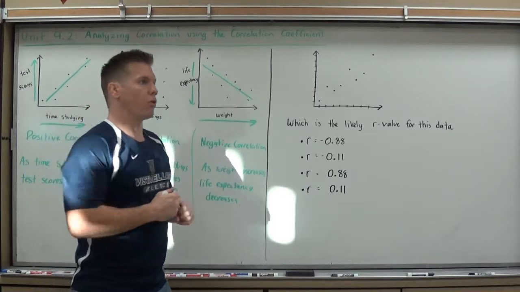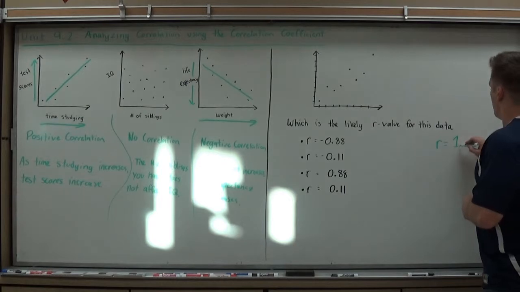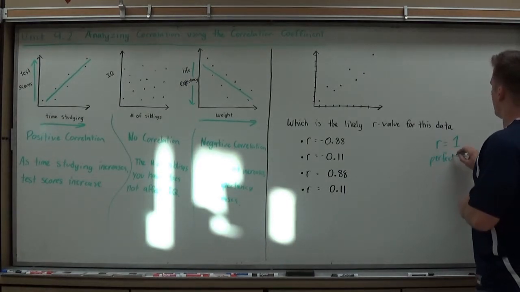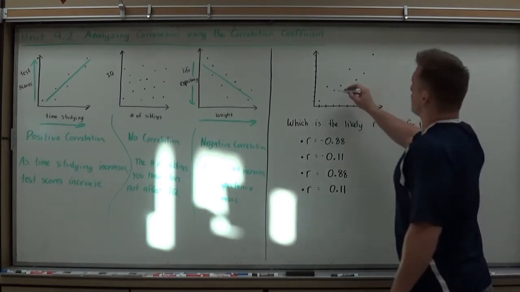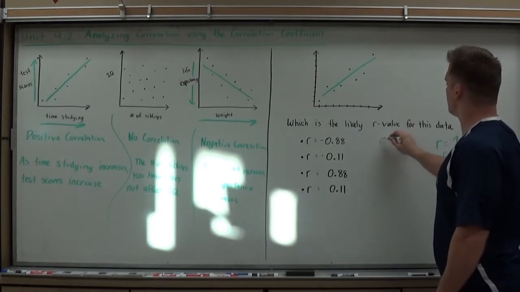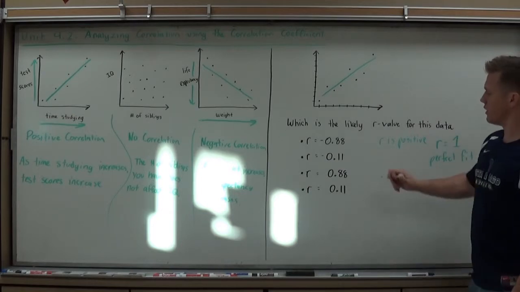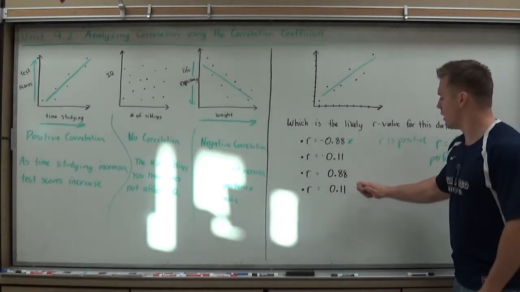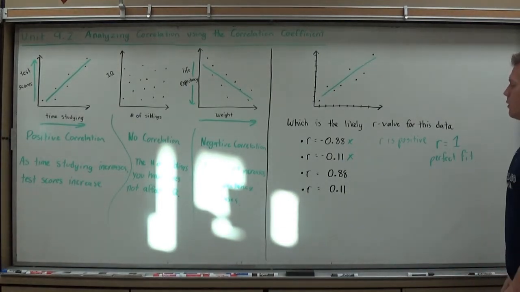If you remember, R is a correlation coefficient, and the closer R is to 1, this would be a perfect fit. So the closer R is to 1 or negative 1, the better of a linear line it makes, or an exponential function it makes. So for this particular data, I can look at it and go, well, it's going upwards, so I do know that R is at least positive. And that's going to limit my choices. Since R is positive, I know it can't be negative 0.08 or negative 0.11. It narrows my choices down to 0.88 and 0.11.